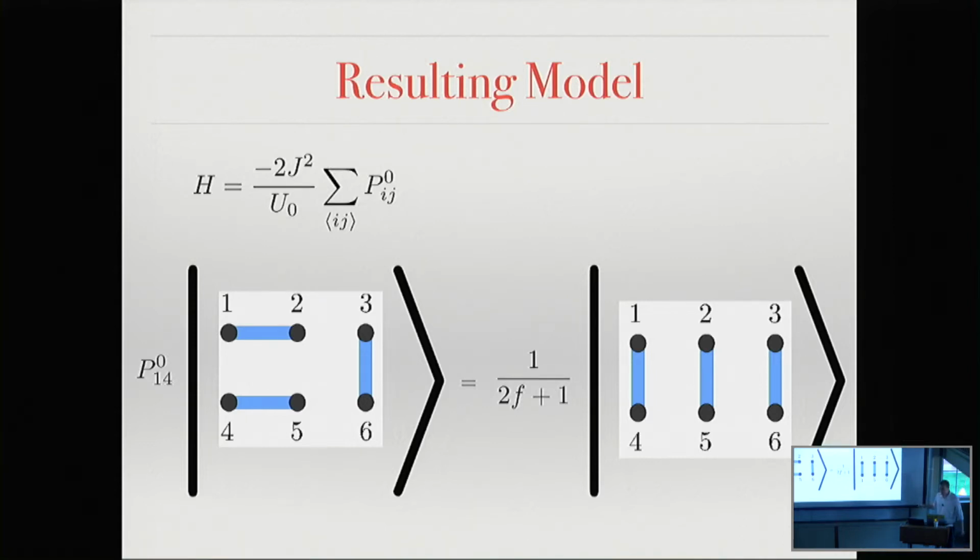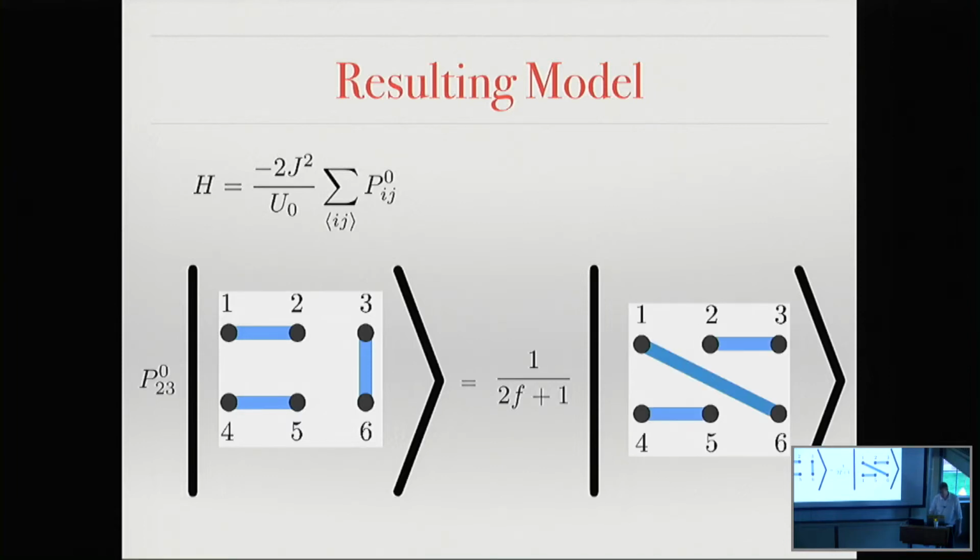We actually get something a little bit different if I work on this bond here at 2, 3. By the same argument, I'm going to end up with a singlet on 2, 3, and I'm going to act with a singlet between these guys. So even though the Hamiltonian only has nearest neighbor projectors, I end up with longer range singlet bonds. But the space of all different patterns I can write down like this, including long-range ones, is closed under this Hamiltonian.